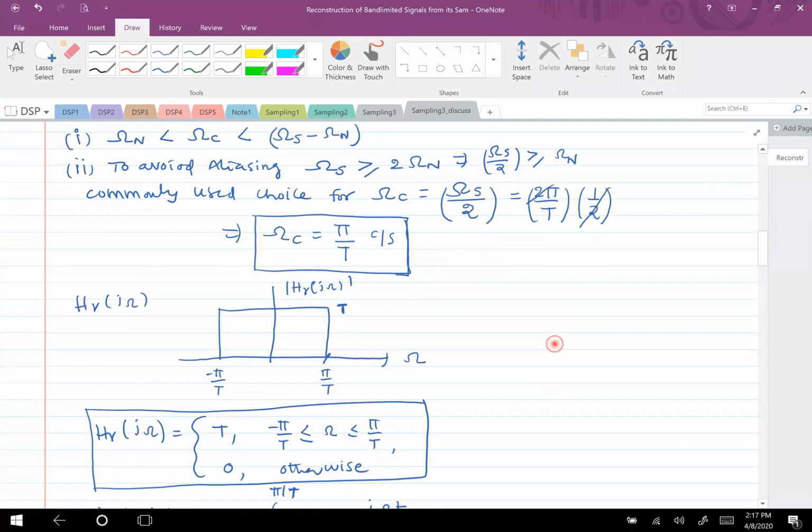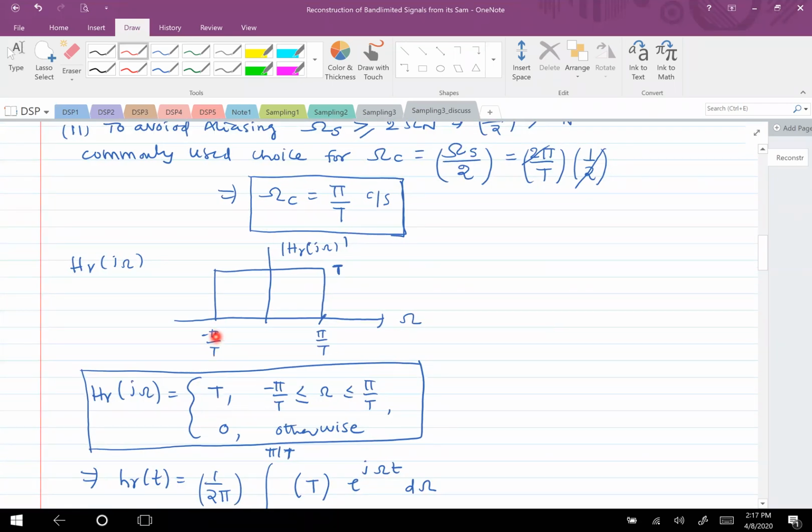So now you know what to expect from the frequency spectrum. What is this function known as? What's the name for this function?